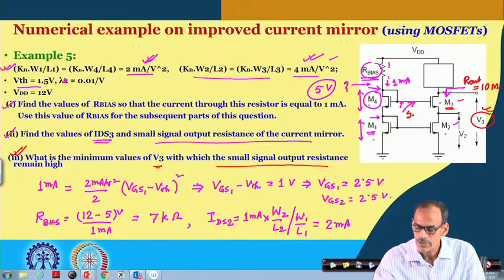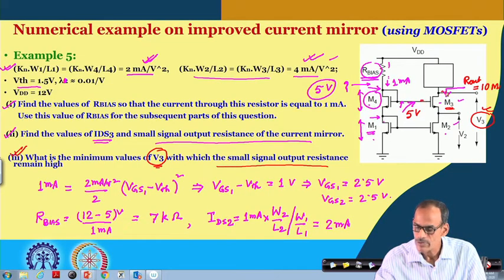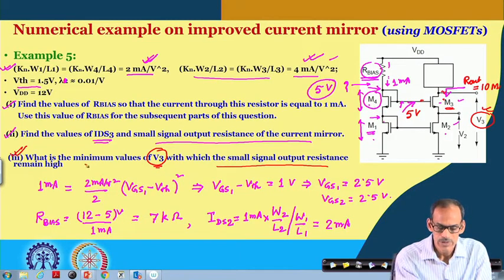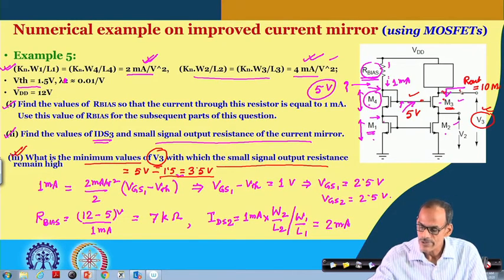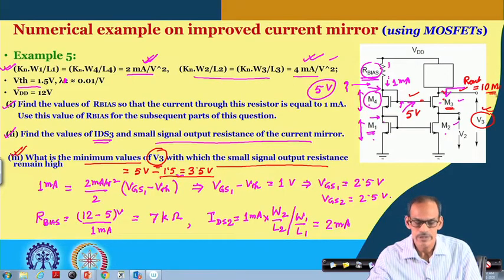So, we know that the voltage here is 5 volt. So, the minimum voltage we require here is 5 volt minus VTH. So, the minimum voltage here will be 5 volt, the gate voltage here, minus VTH 1.5. So, that is equal to 3.5 volt. So, as long as this voltage is higher than 3.5 volt, then we do get output resistance that is very high.